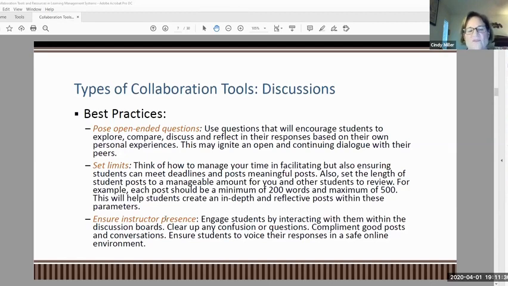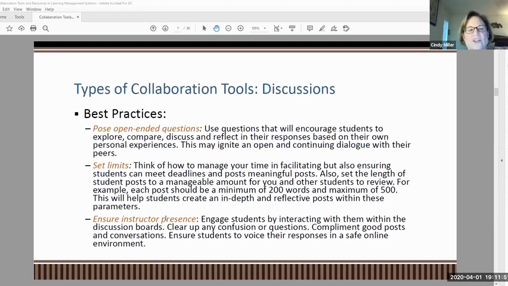Set limits. It's very important for you to tell your students how long you want their discussions to be. Do you want it to be, I have mine between 200 words and 500 words, or you could say you want at least 2 paragraphs with 3 sentences in a paragraph. So be sure and set limits. Otherwise, you could get some students who will just answer that discussion question in 1 sentence.